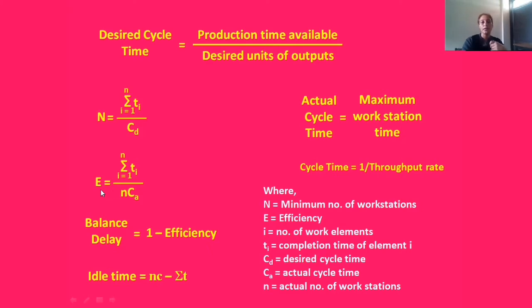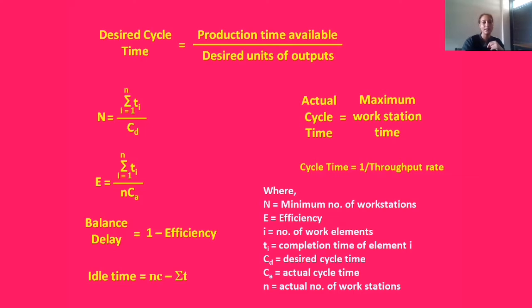E stands for efficiency, and to get the efficiency, the formula is: we add all the task times and divide by N times CA. N is the actual number of workstations and CA is the actual cycle time. So what is the actual cycle time? It is the maximum workstation time. Then balance delay is 1 minus efficiency, and idle time is NC minus summation of T. That way we get the different formulae to solve the problem of line balancing.